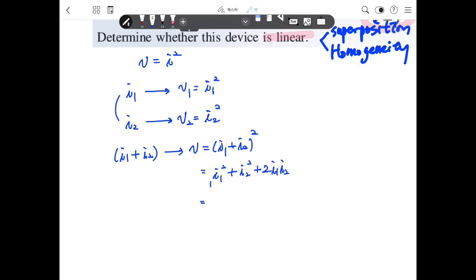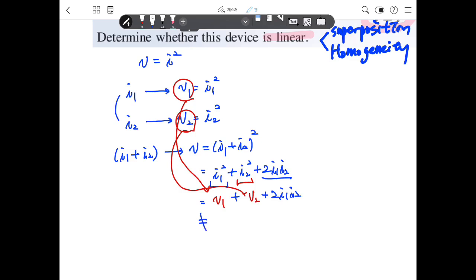Then what is that? This is V1 plus V2 and something remained, 2 I1 I2. So that is not equal to V1 plus V2. So this result shows that superposition is not satisfied in this system.